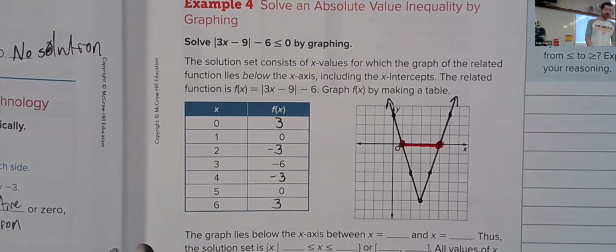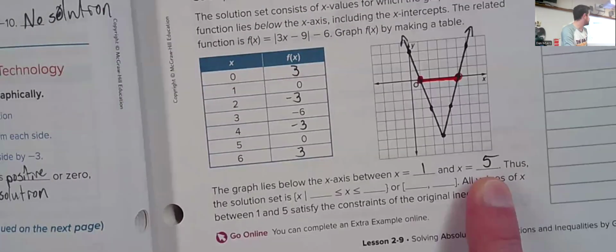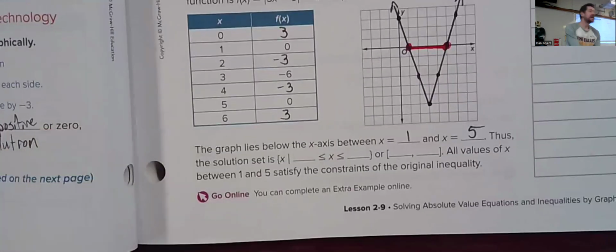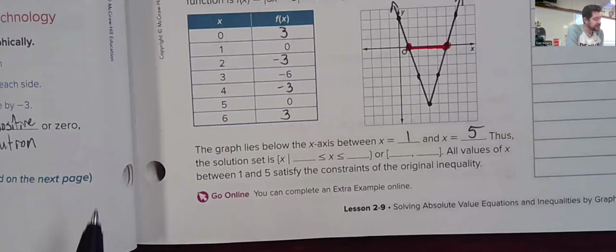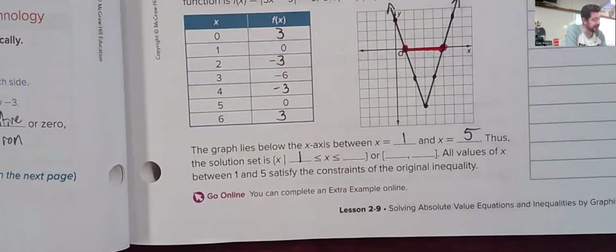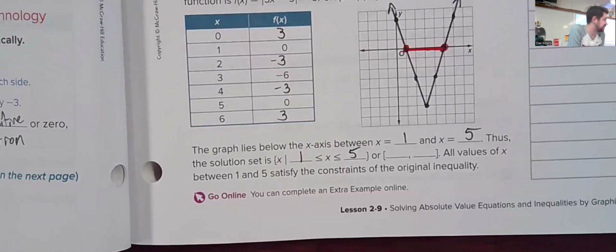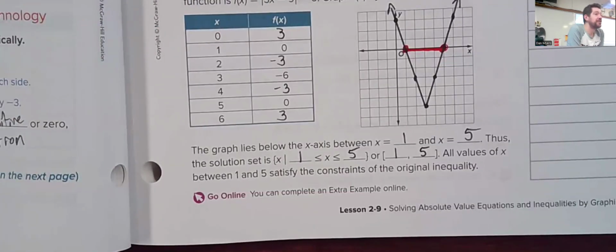So that means that the graph is negative between the values of 1 and 5 on the x-axis. Because these are going towards each other, this is an and inequality. So the solution set is all values of x such that 1 is less than or equal to x, which is less than or equal to 5. Or, if you prefer interval notation, you would say bracket 1, comma 5, and then close it with another bracket. We're using brackets and not parentheses because what?